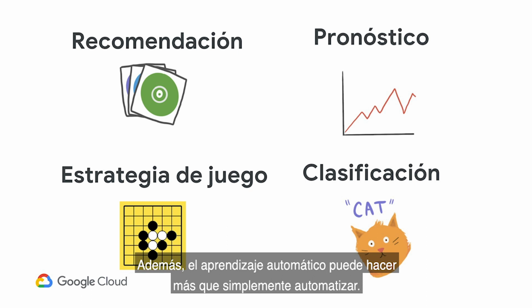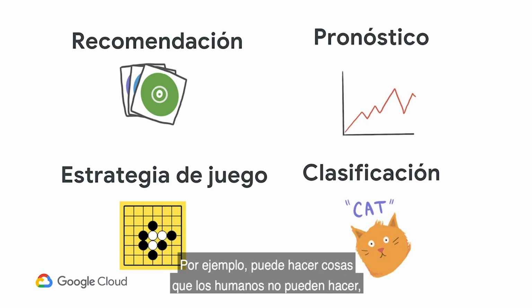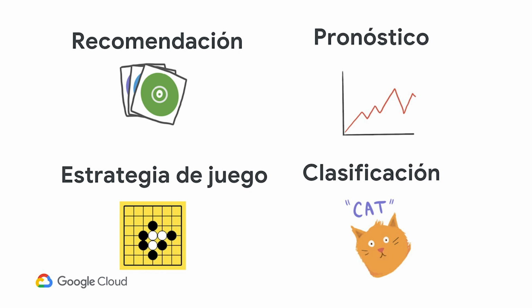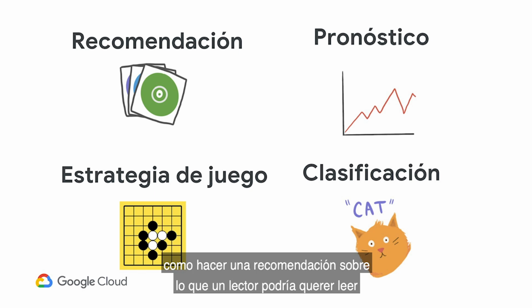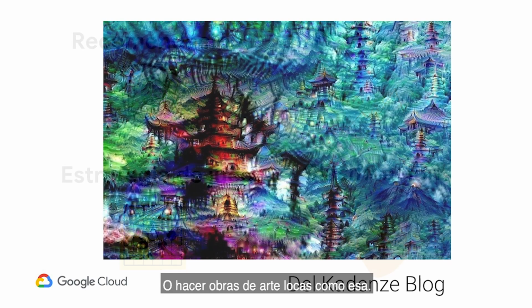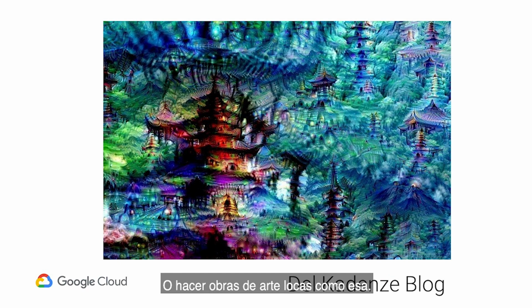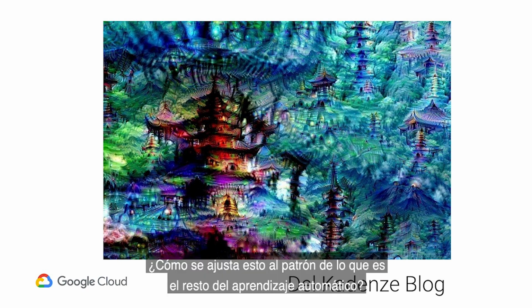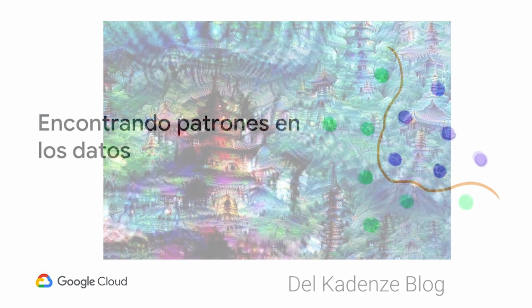Furthermore, machine learning can do more than just automate. For example, it can do things that humans can't do, like make a recommendation for what a reader might want to read based on what they've read in the past, or forecast, I don't know, climate trends or the price of Bitcoin, or make crazy artwork like this. How does that fit in with the pattern of what the rest of machine learning is?